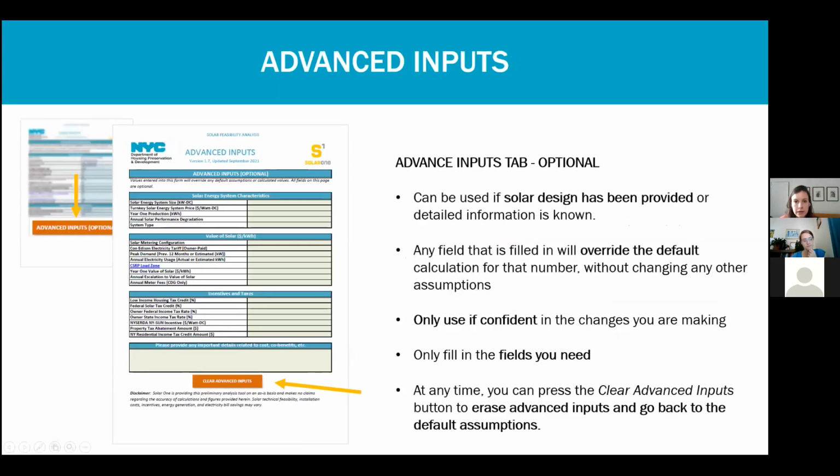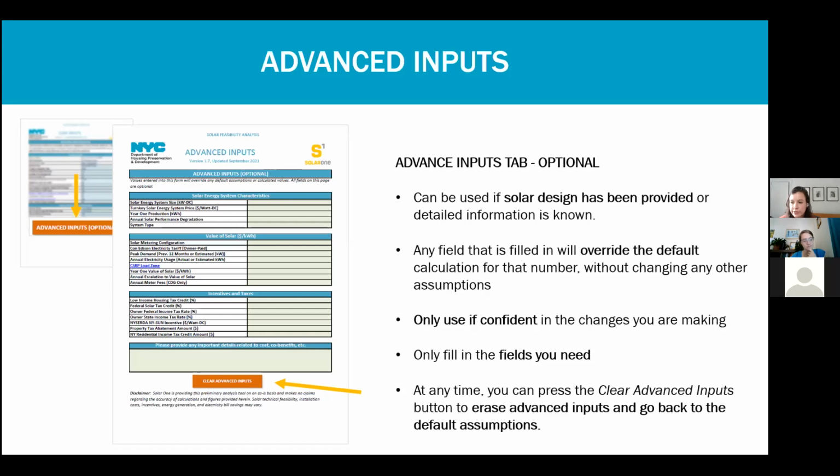At the bottom of the building inputs page is a button you can see in the upper left-hand corner that says advanced inputs. If you click this, it's going to open up a new tab called the advanced inputs tab. This is completely optional, and it can be used if you already have a solar design, or maybe you're the solar or energy consultant and you have more detailed information about the project.